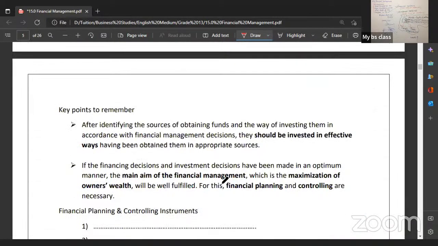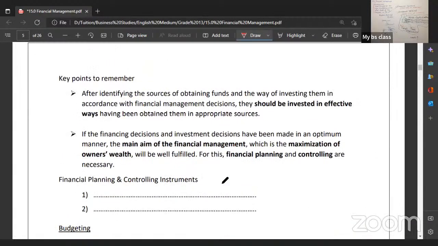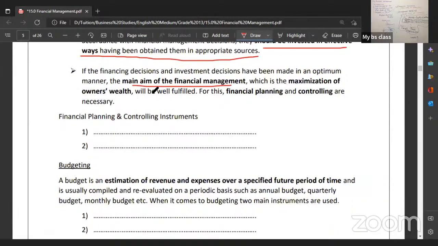Key points to remember. Let's see, after identifying the sources of obtaining funds and the way of investing them in accordance with the financial management decision, they should be invested in an effective way. Having obtained them from appropriate sources, they must be invested in appropriate sources. If the financing decision and investment decision have been made in an optimal manner, then only the main aim of financial management will be fulfilled, right? To fulfill the objectives, you need to take funds from proper sources and invest them in proper sources.